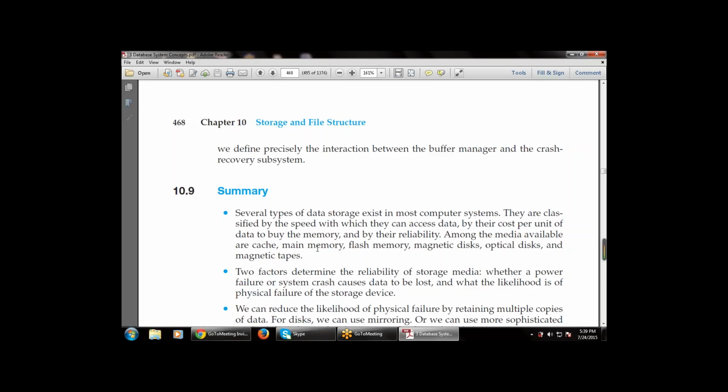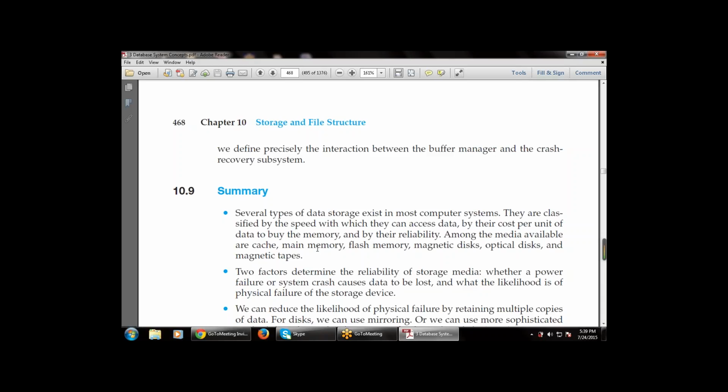The next point says there are two factors that determine the reliability of storage media. So what are the two factors that determine whether we rely on the storage media or not? Whether a power failure or system crash causes the data to be lost.